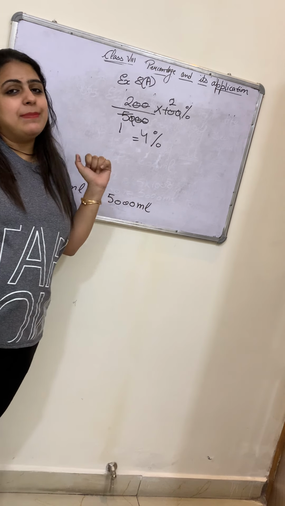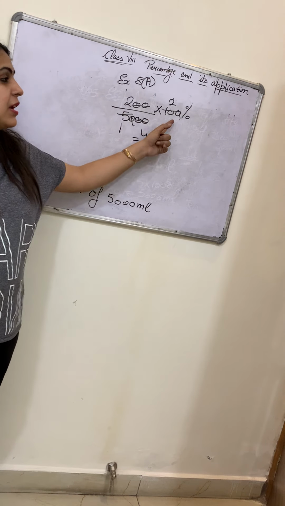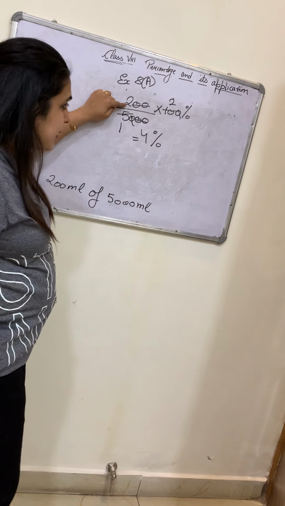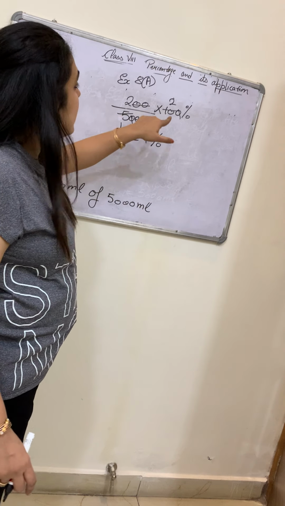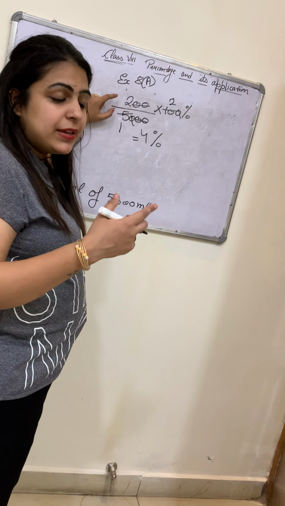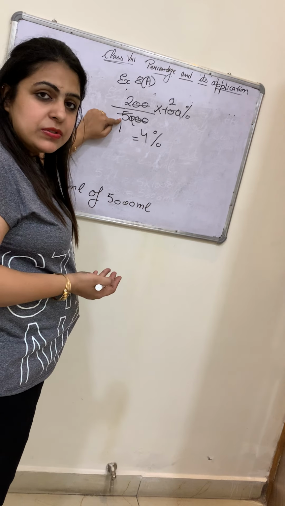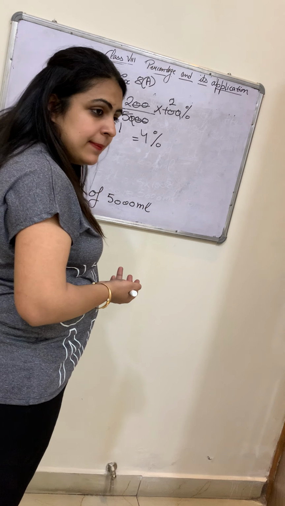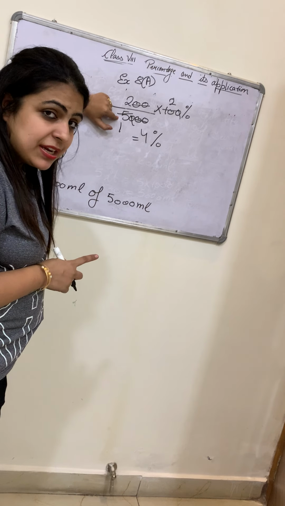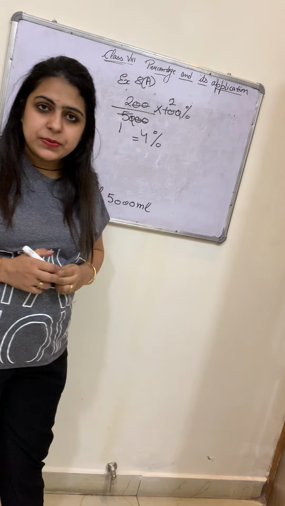ठीक है, ये हमारी परसेंटेज कैलकुलेशन है. 200 upon 5000 into 100%. Remember, फर्स्ट वाली ऊपर लिखनी है, सेकेंड वाली नीचे, into 100%. We are converting it into ratio first. The first quantity is written as a numerator and the second quantity is written as the denominator. Into 100%, you got the percentage 4%.